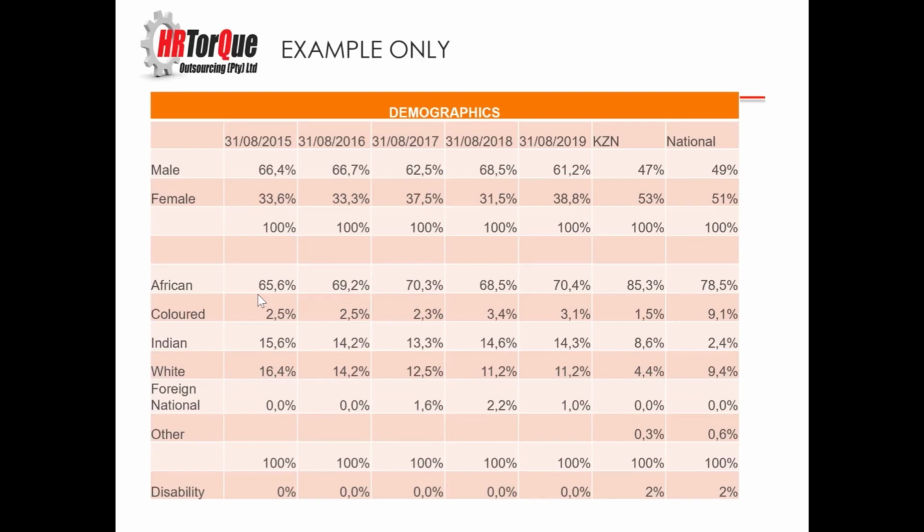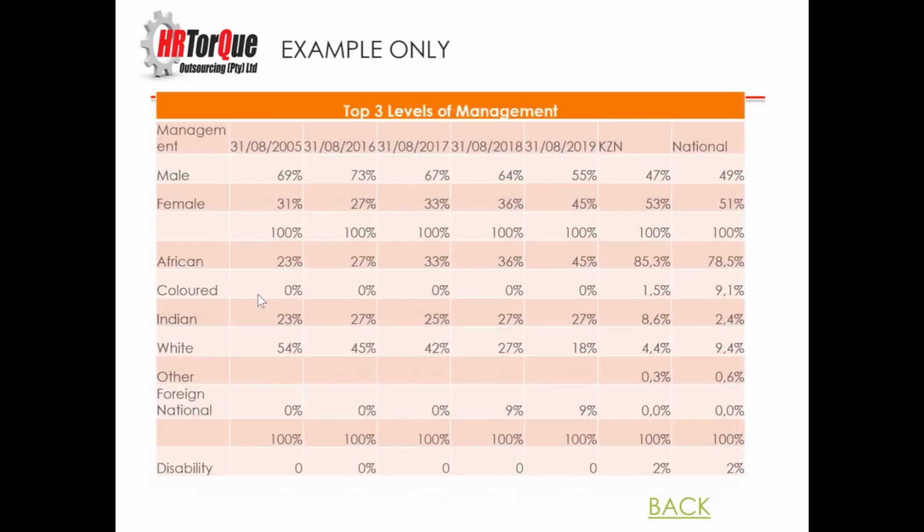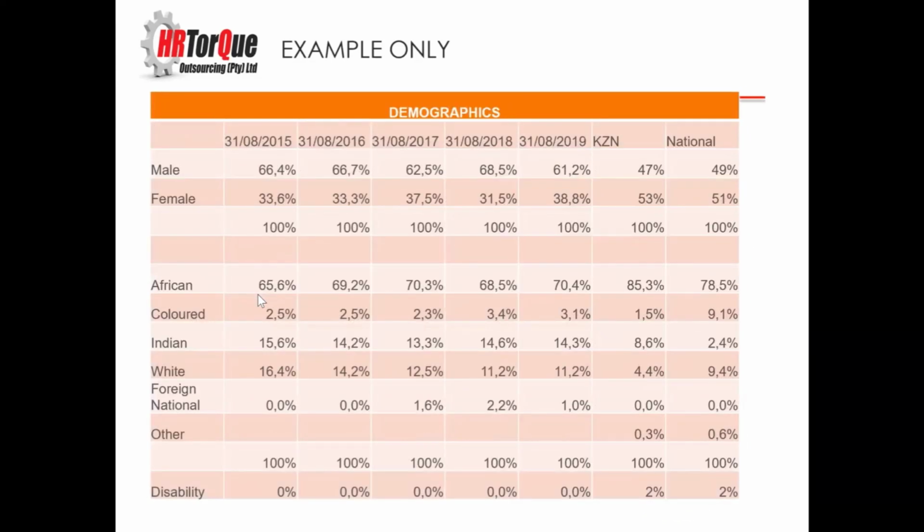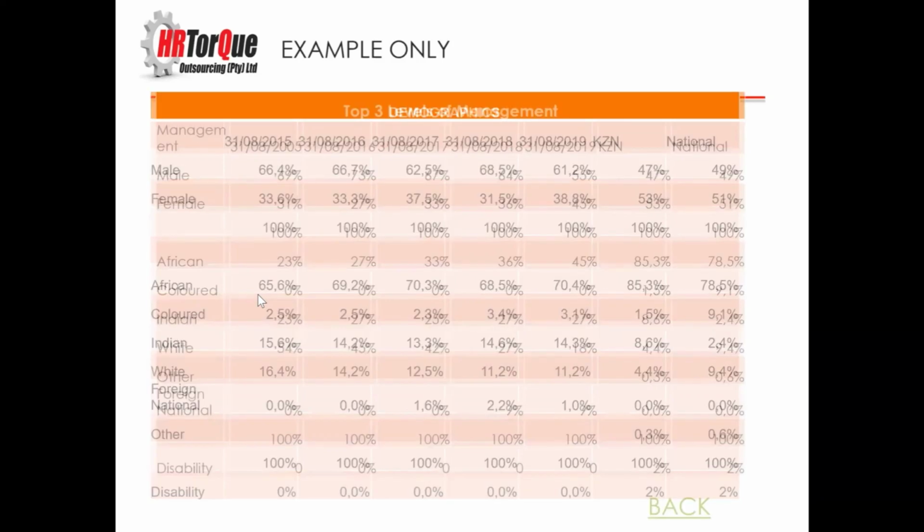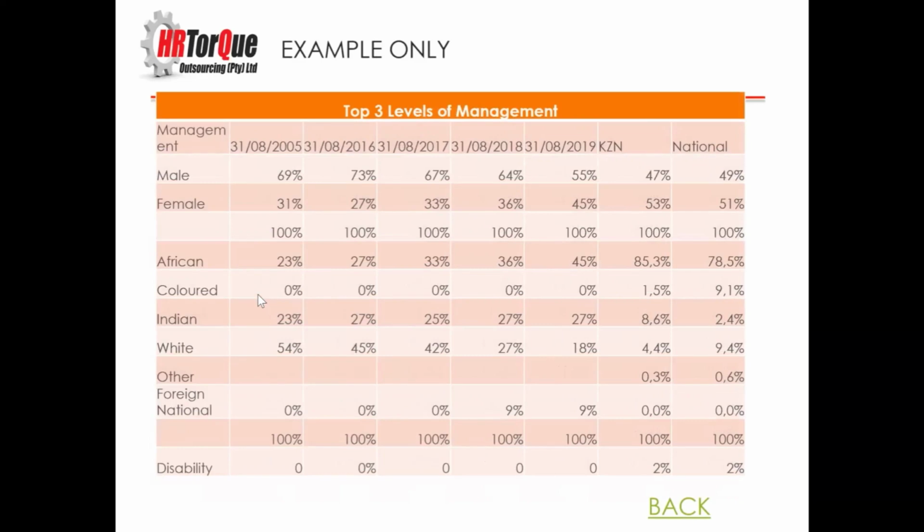And then you can obviously look at top 3 levels of management. It's quite important to look at this as well, because if we look at the overall stats, African, if we look at 2019, is 70%, which is not bad. But when we look at the top 3 levels, African is sitting at 45%, or initially started at 23%. So when we look at our overall stats, we go, oh, we're actually faring fairly well.